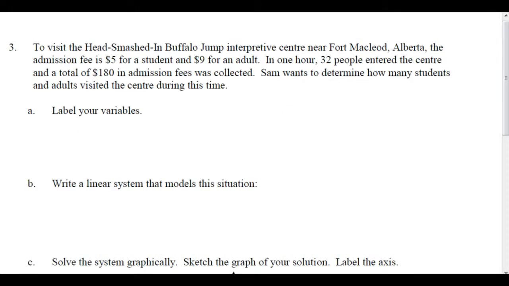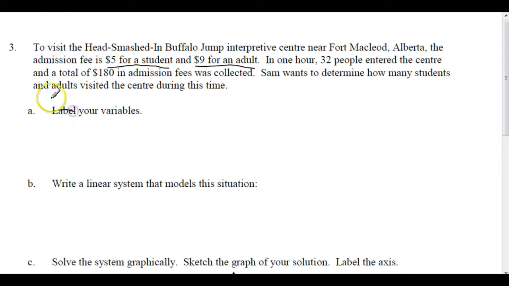3. To visit the Head Smashed In Buffalo Jump Interpretive Center near Fort Macleod, Alberta, the admission fee is $5 for a student and $9 for an adult. In 1 hour, 32 people entered the center, and a total of $180 in admission fees was collected. Sam wants to determine how many students and adults visited the center during this time.